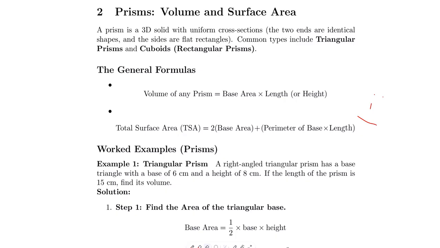And then what is the total surface area? Total surface area is 2 multiplied by the base area, plus the perimeter of the base multiplied by the length. So we have different types, like this particular type that we are talking about now.